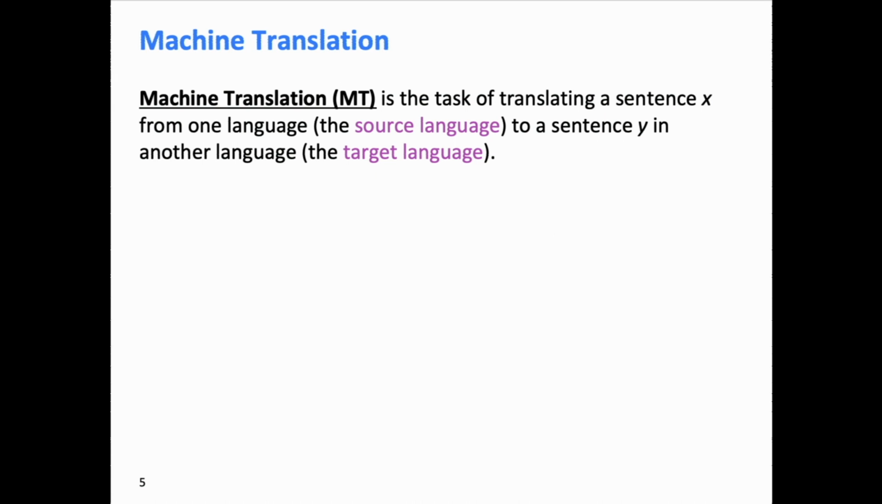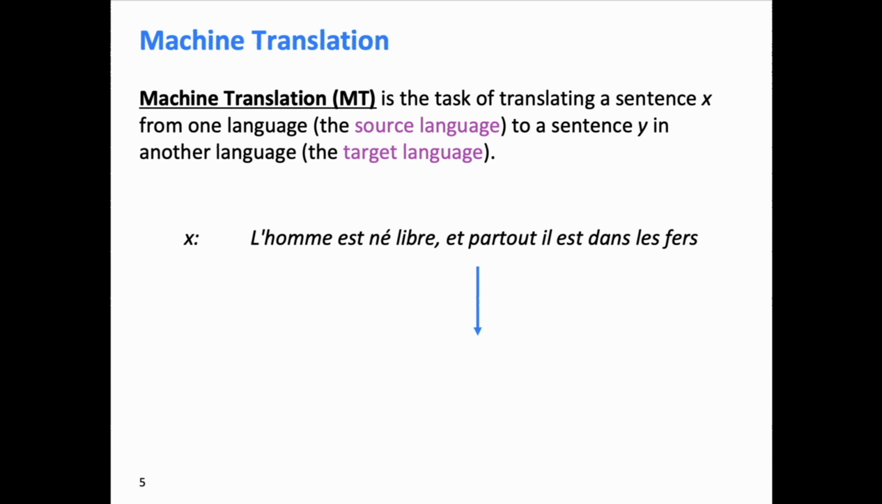So here's an example. Let's suppose X is this French sentence. Could anyone in the audience, a French speaker, translate this to English for us? Yes. The man was born free, and everywhere he is in irons. Great. So that was something like the man is born free, but everywhere he is in irons.